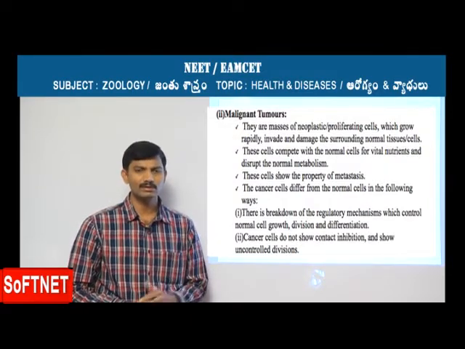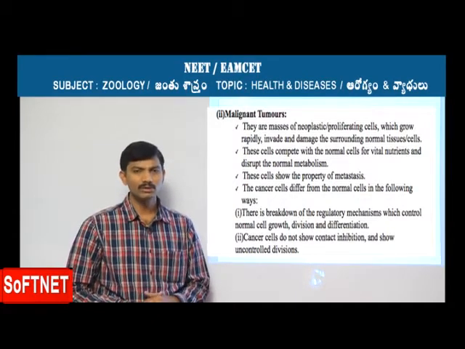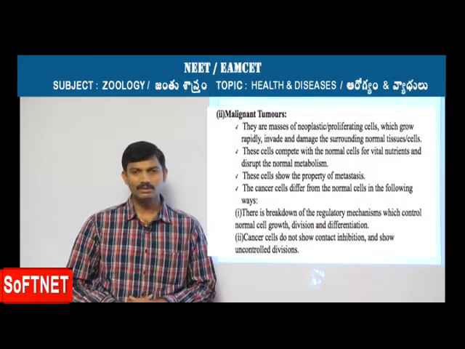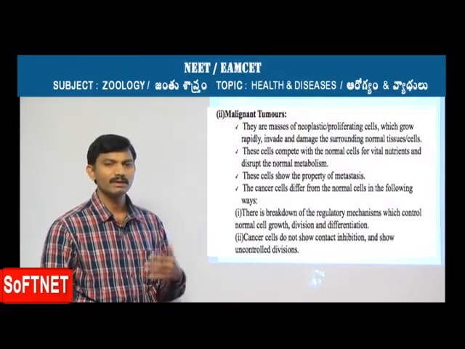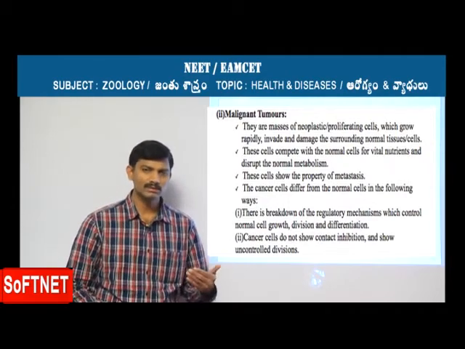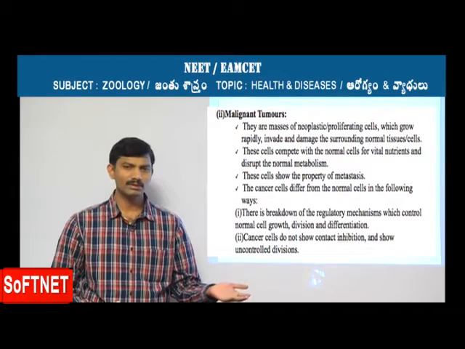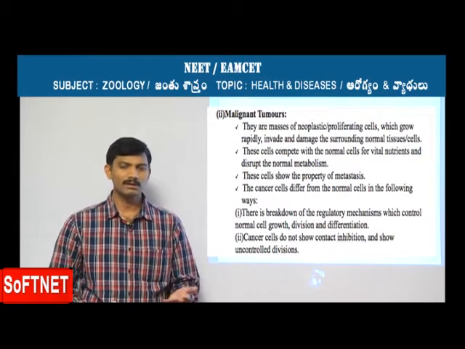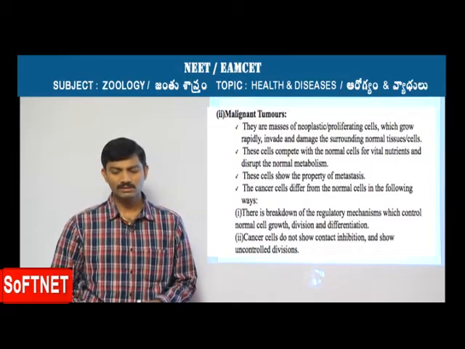That is what we call contact inhibition. But these cancer cells do not show the contact inhibition property, and they keep on dividing and developing into a large mass or tissue. In a later stage, they start detaching from the site of origin and spreading to different parts of the body, giving rise to secondary cancers. That is what we call metastasis.